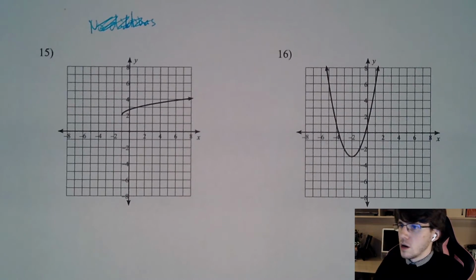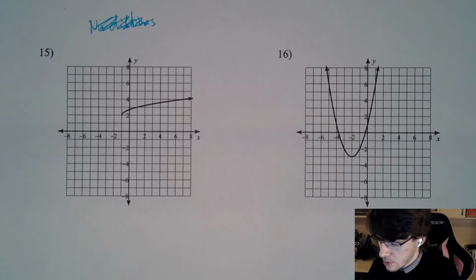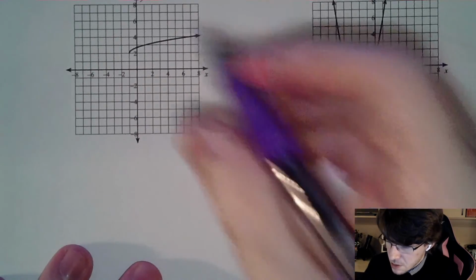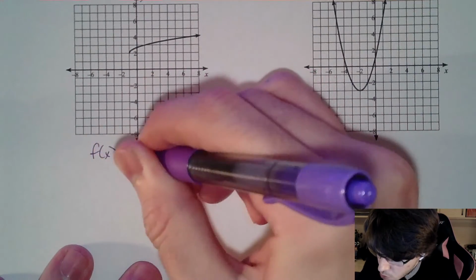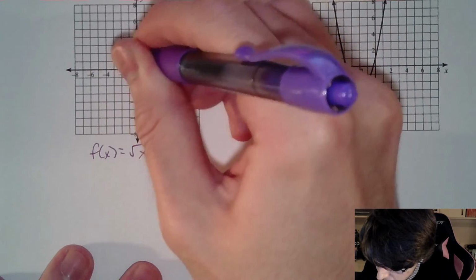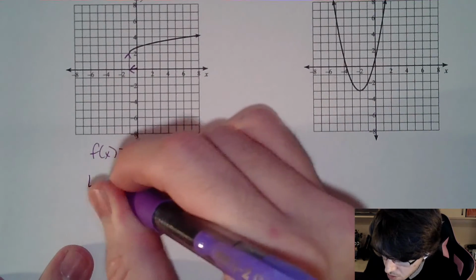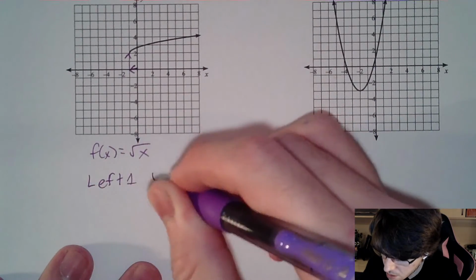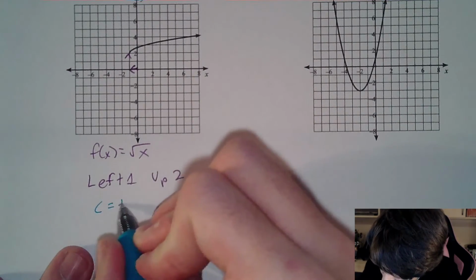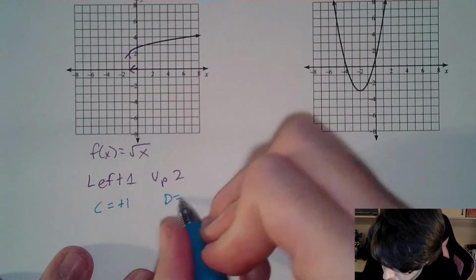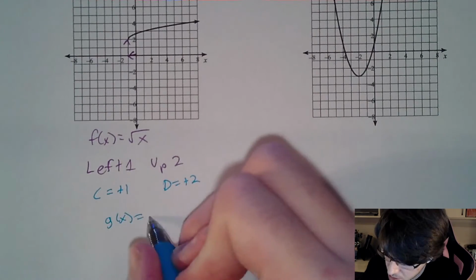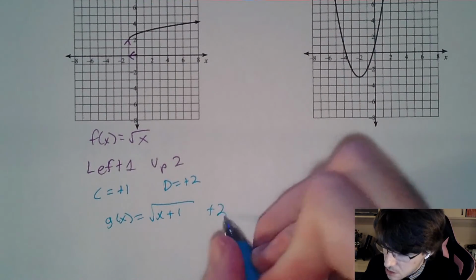All right, so the picture there, what are we going to do? First of all, you have to notice that our original f of x is going to be the square root of x, that radical idea. In addition, it has been moved left 1 and up 2. So that means that C is equal to +1, be careful. D is equal to +2. And writing our final answer, g of x is going to be the square root of x plus 1, and then a +2.